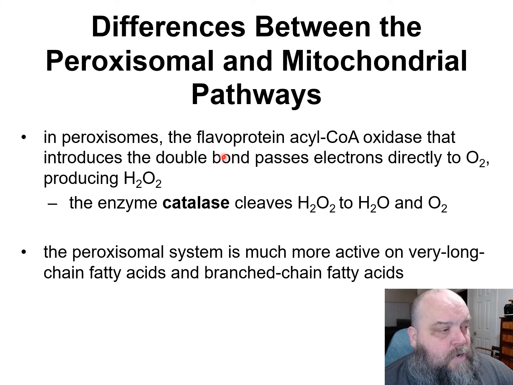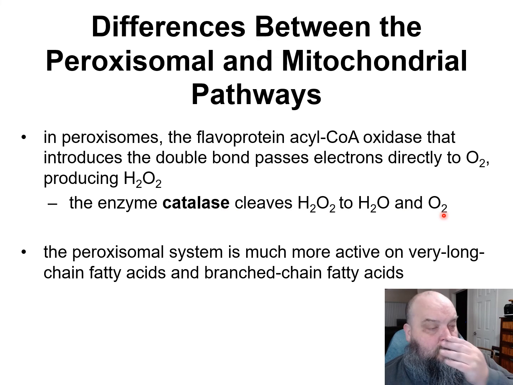The differences in the peroxisome: some minor differences in the enzymes, flavoprotein acyl-CoA oxidase. This induces that double bond. Okay, this is going to be peroxisome only, not the mitochondrial version. The enzyme then uses catalase to cleave hydrogen peroxide to water and oxygen, so that you now have the water that can then be used to insert and give you the hydroxyl, which will then become the carbonyl bond.